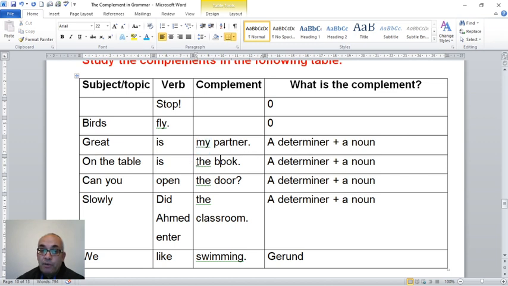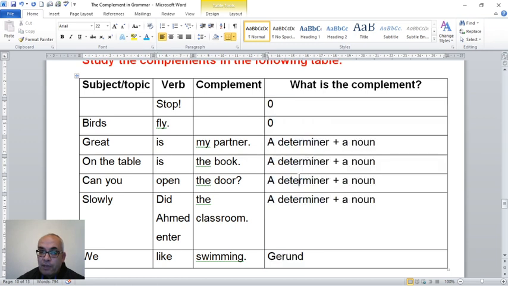On the table is the book. This is what? A determiner. That is a determiner. Book is a noun. Again, can you open the door? Determiner and noun. Slowly did Ahmed enter the classroom. Again, this is determiner and this is a noun. Now, this sentence and this sentence, we use them in romantic writing, like poetry. But maybe if you get a question in the exam about writing a description of a garden or of a city center, maybe you can use them. You can use this structure.